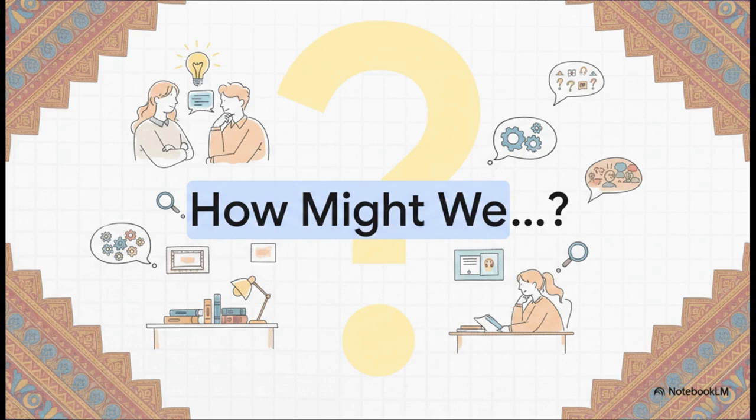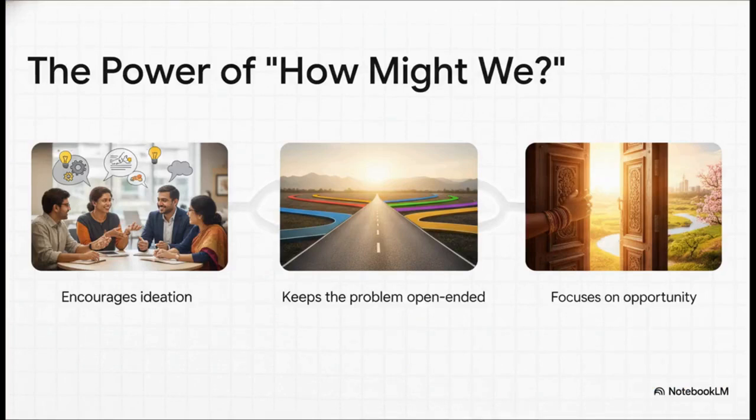By framing your problem statement this way, like taking our student example and saying, how might we create a study space that is less distracting for students? You instantly shift the team's mindset from being stuck on problems to seeing all the possibilities. This simple format is just so effective because it encourages brainstorming. It gets the ideas flowing. It also keeps the problem totally open-ended, and it forces the team to focus on the opportunity, not the limitations. It just sets this really positive, optimistic tone for the ideation stage, which is coming up next.